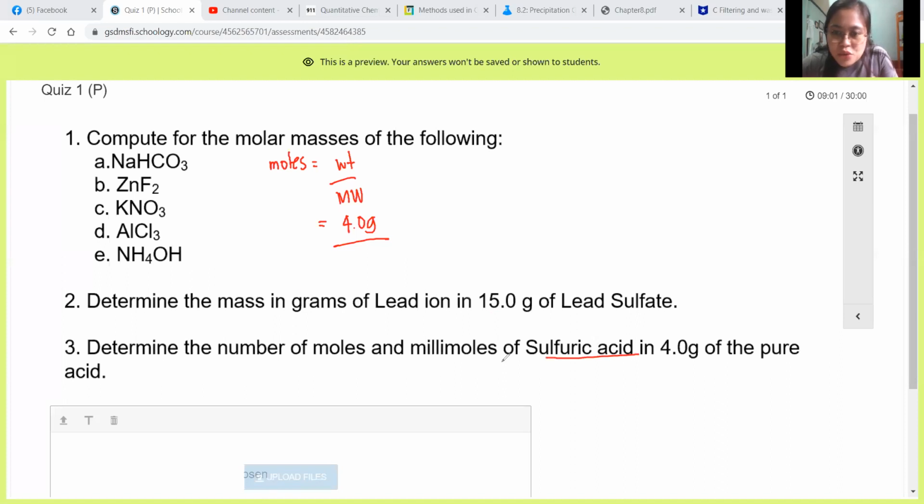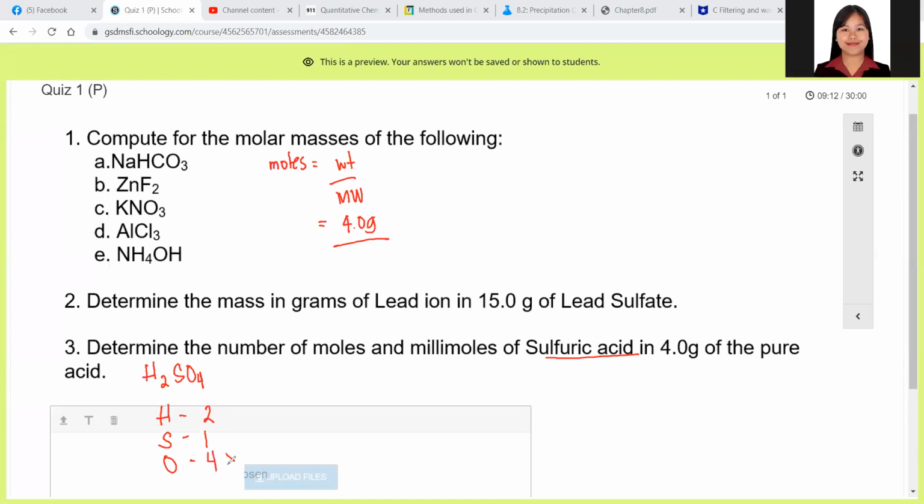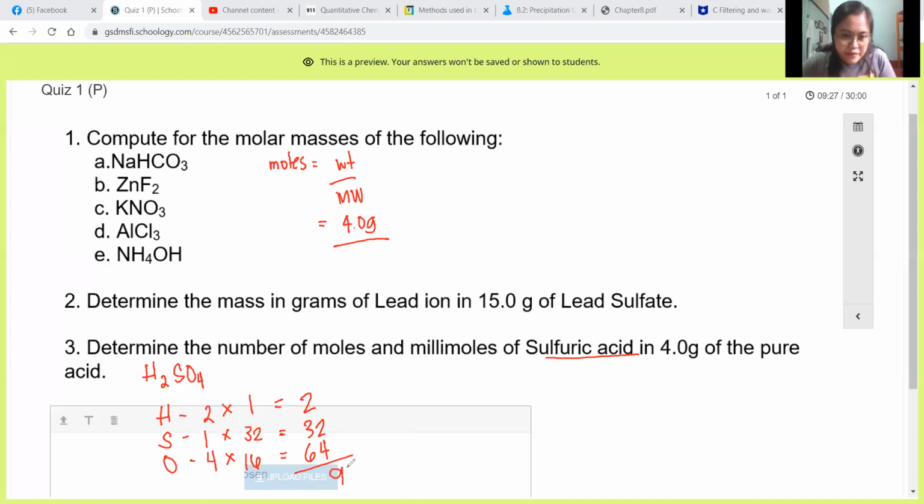So when we say sulfuric acid, that is H2SO4. So you have H, S, and O. Two hydrogens, one sulfur, and four oxygens. So this is 1. How much is the sulfur? 32. Oxygen, 16, 16... sorry, 64. So all in all, you have 98 grams per mole.